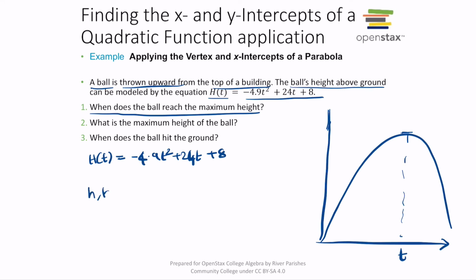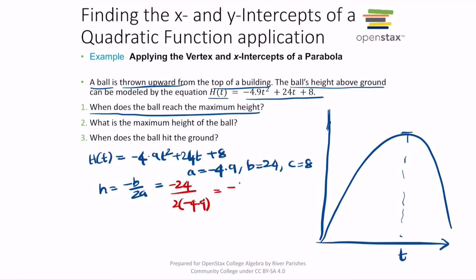So always find h comma k first. So we have to find h comma k. So h becomes -b by 2a. So a here is -4.9, b here is 24, and c here is 8. So -b by 2a becomes -24 by 2 times -4.9. So it becomes -24 by -9.8. So negative gone. So 24 by 9.8 becomes 2.45. So this is the h value.